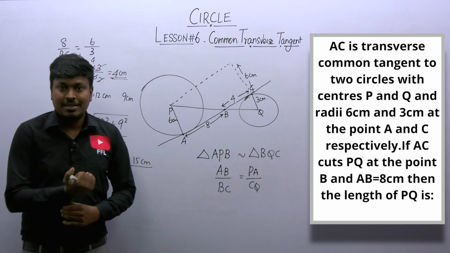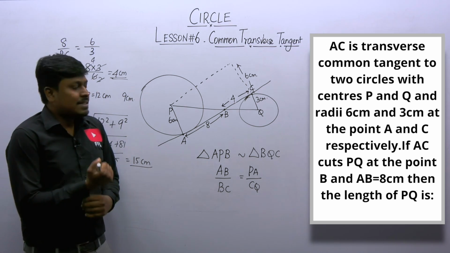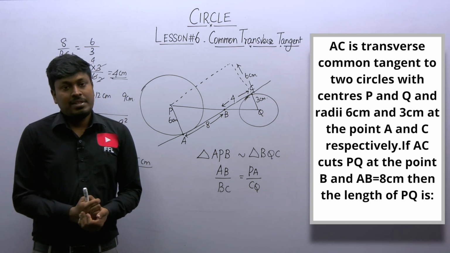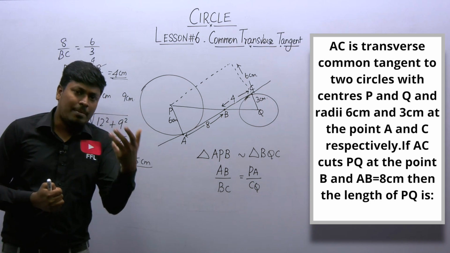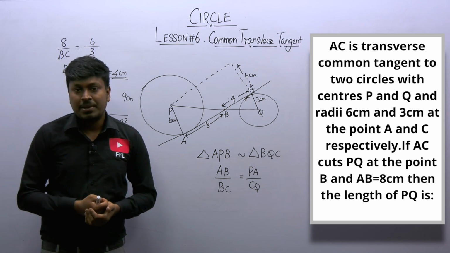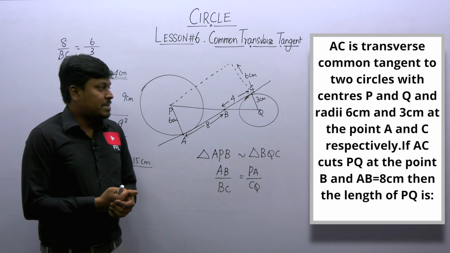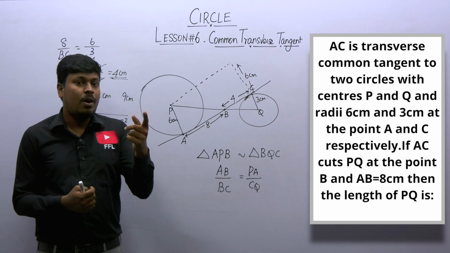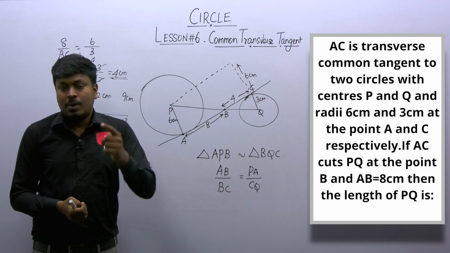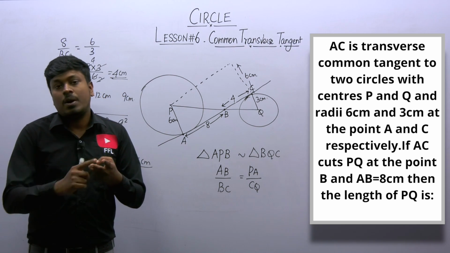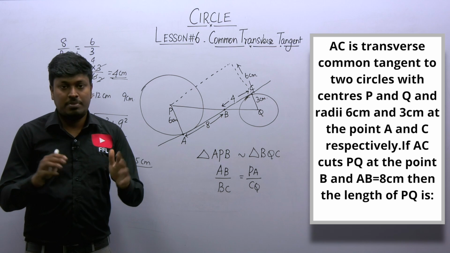That's it. So finally, friends, in this lesson number 6, we have totally solved 4 questions. In all these 4 questions we have learned what a common transverse tangent is and how to find its length given different values. So always remember, in the circle, never forget the difference between a chord and a tangent, and also what is called a common transverse tangent and what is called a direct common tangent. These 2 points are most important.